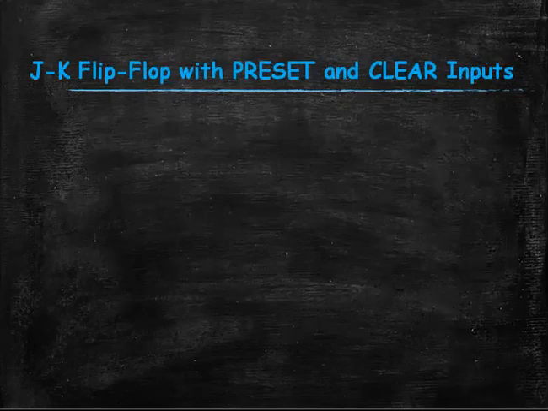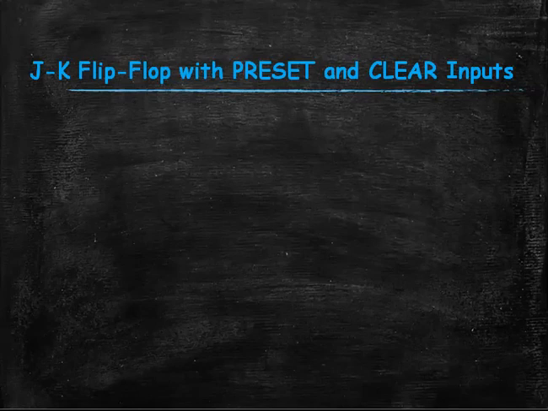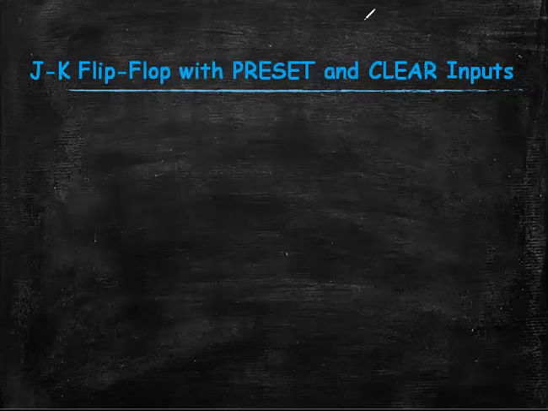Next we consider a JK flip-flop with preset and clear input. Simply, it means we can set Q as 1 and Q bar as 0.